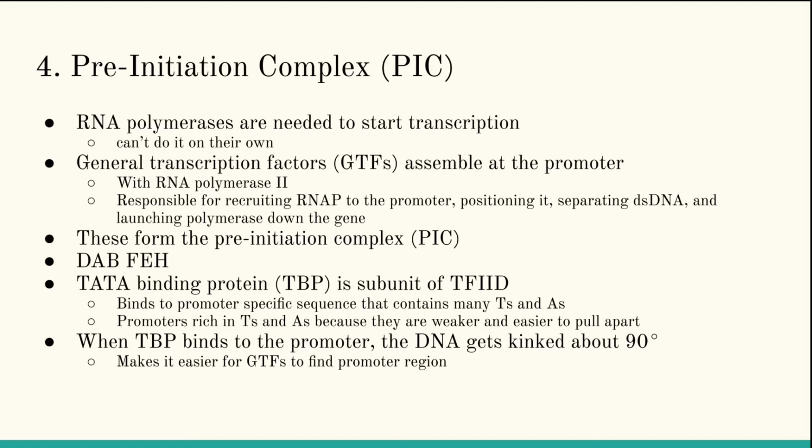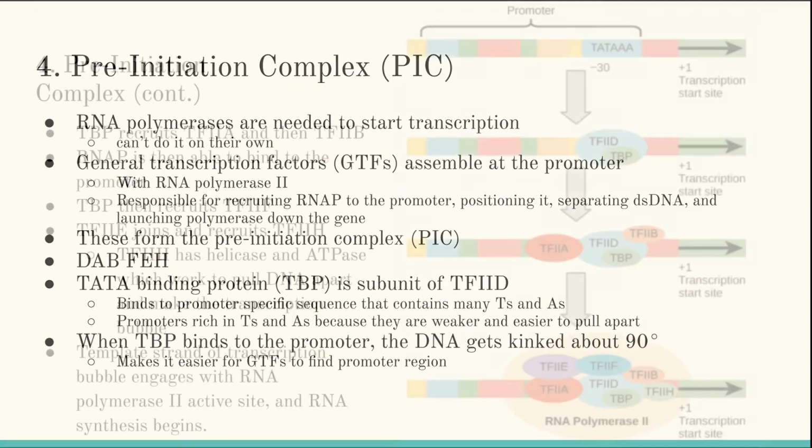First, the TATA binding protein, or TBP, which is a subunit of transcription factor 2D, binds to the promoter-specific sequence, and this sequence contains many thymines and adenines. These promoters are rich in thymines and adenines because they're weaker and easier to pull apart. Once the TATA binding protein binds to the promoter, the DNA gets kinked about 90 degrees. This change makes it easier for the general transcription factors to find the promoter region.